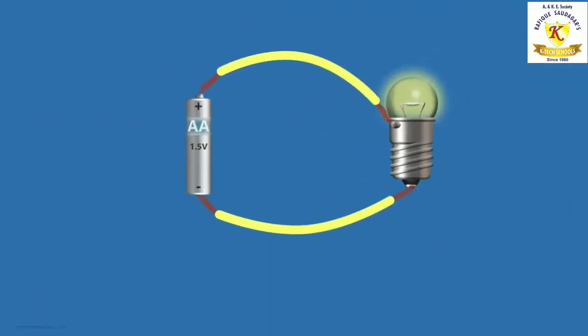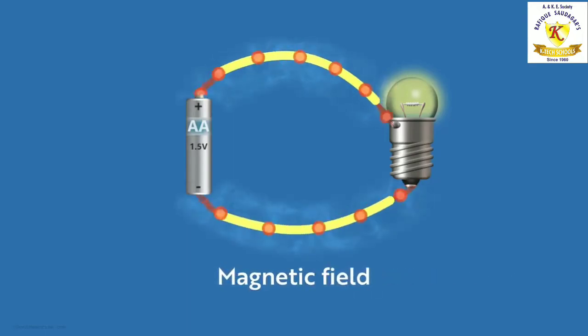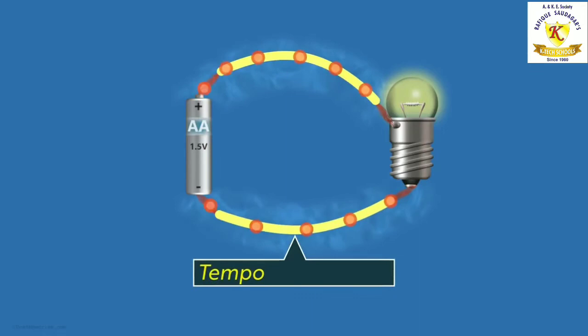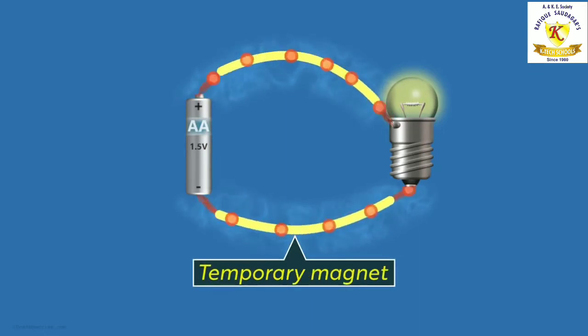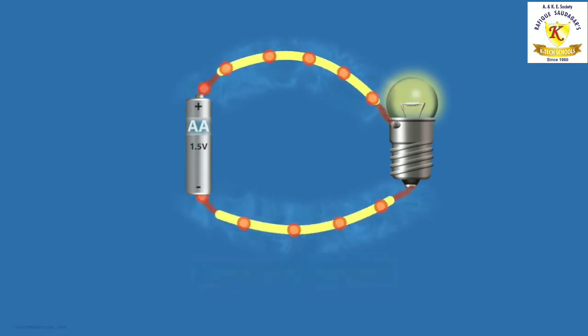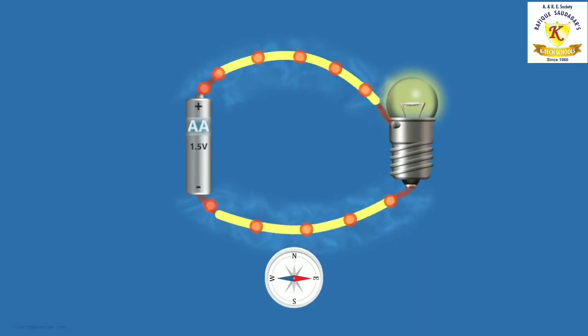Keeping this knowledge in mind, let's go back to our copper wire. Here, the electric current in the wire produces a magnetic field around the wire, or in other words, the wire becomes a temporary magnet. This is the reason that the compass needle deflects when brought near this wire. Understood, children?